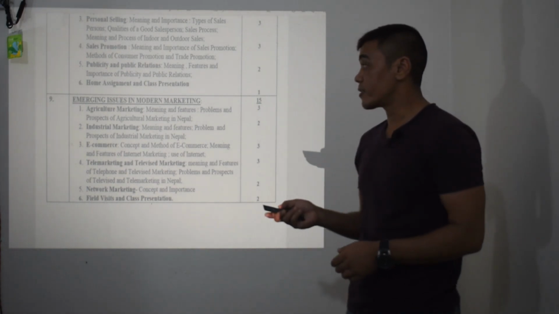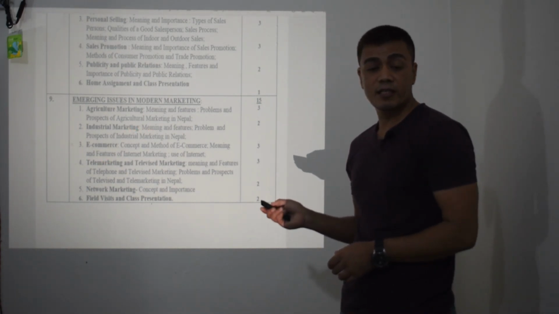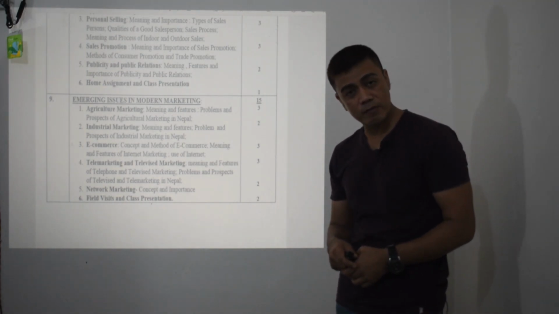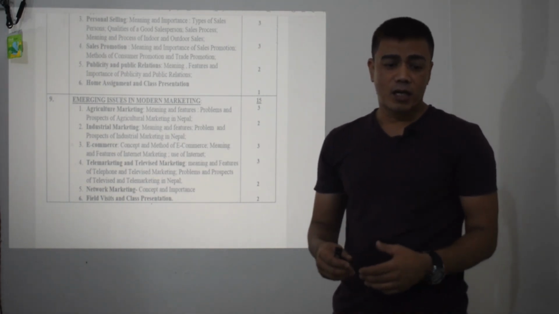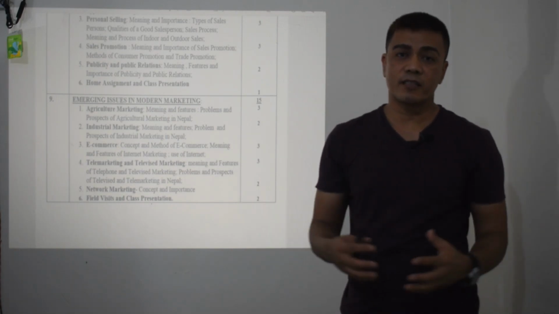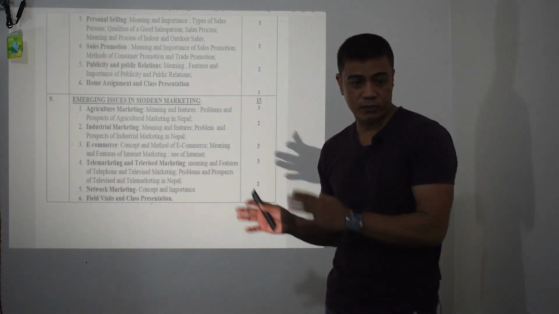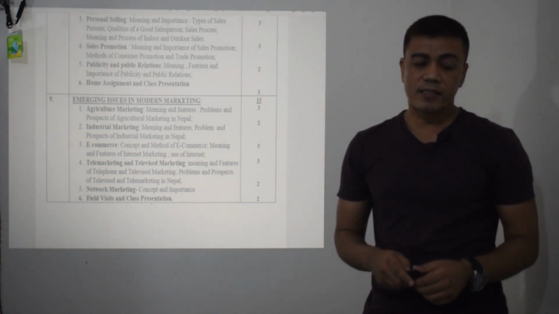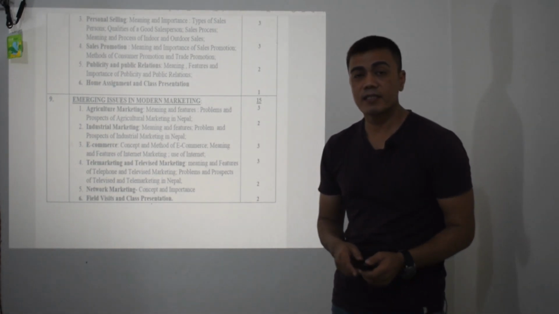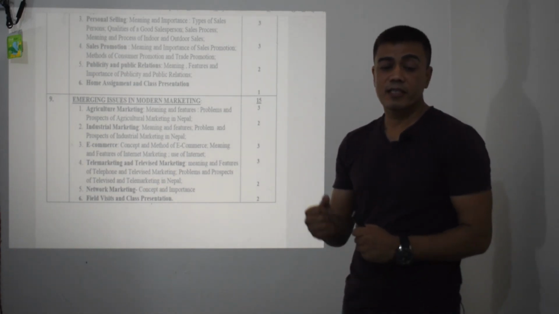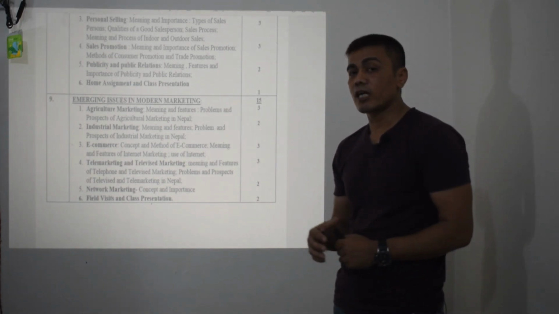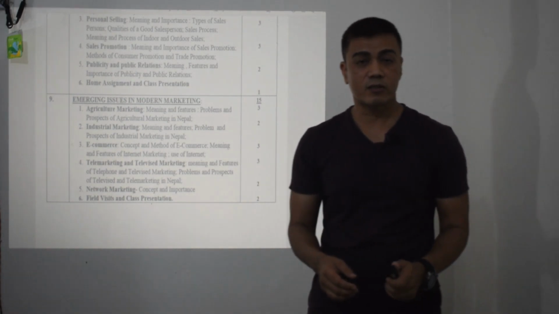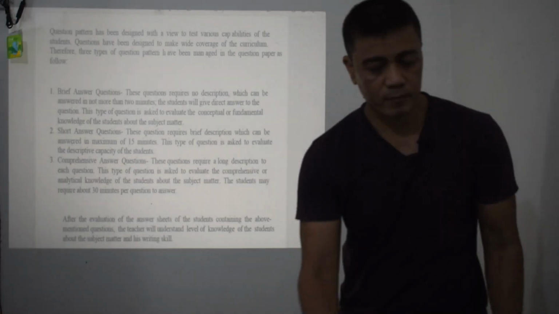And similarly, industrial marketing: meaning, features and its problems. Prospects means, probably you know, what is the possibility of industrial marketing in Nepal, that you need to study here. In the book it is given. And similarly, e-commerce, telemarketing and televised marketing, and last but not least, network marketing also. Nowadays it is being practiced, so its concept and its importance also you need to study.